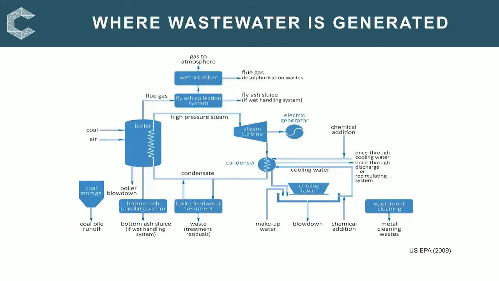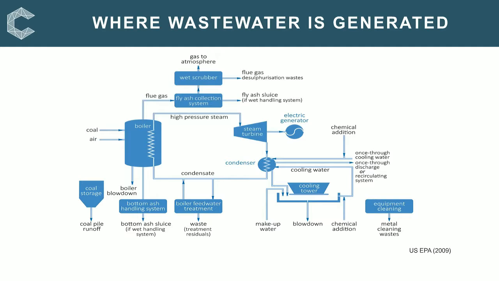Right, moving on to wastewater. This figure shows the main sources of wastewater which are generated at a power plant, and they include wastewater from the steam system, such as your boiler blowdown, and wastewater from the treatment of the boiler feed water and condensate polishing.